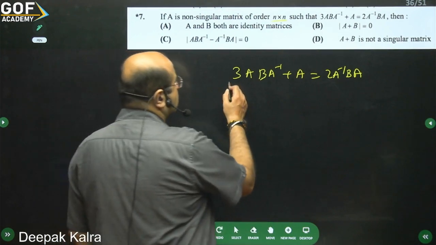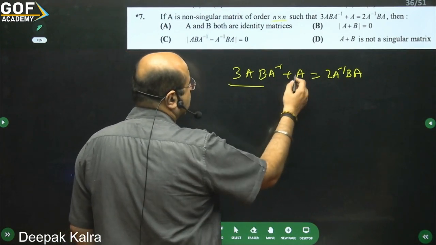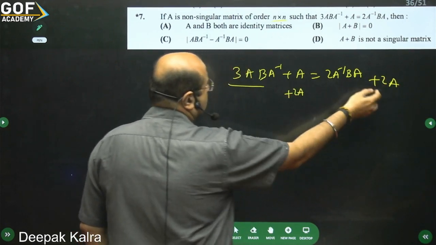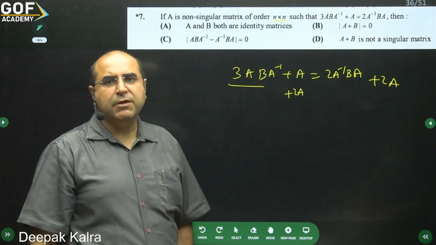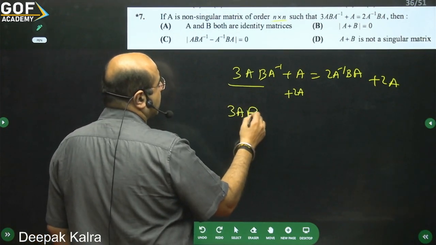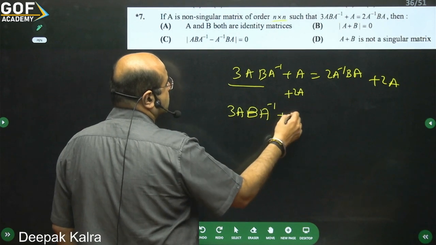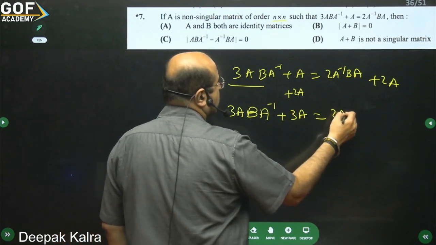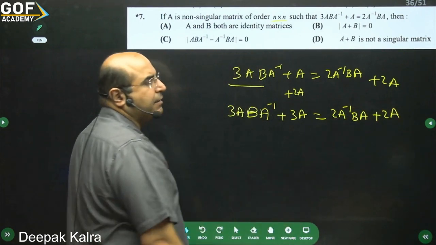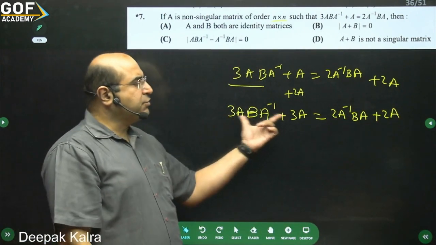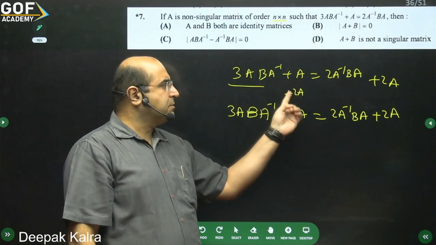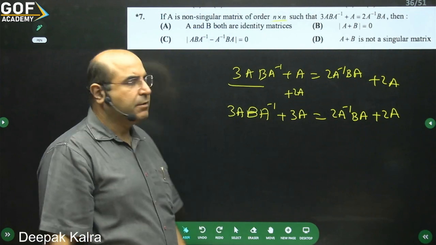Do one thing: something common is to be taken. Make it 2A addition here and 2A addition here, so that we can take something like 3 or something common. You understand? 3A B A inverse plus 3A equals 2A inverse B A plus 2A. You understand what I did? 3 should be taken common, A should be taken common. Like that, I made it this way.